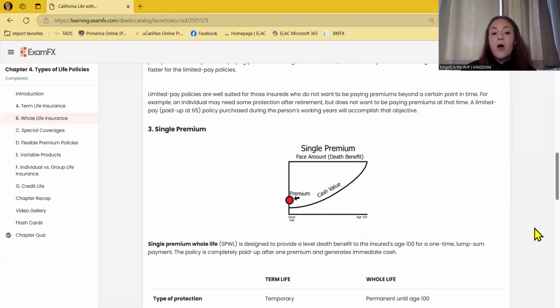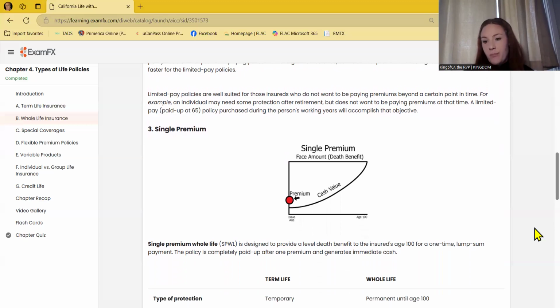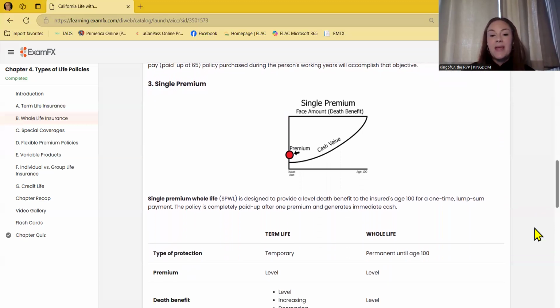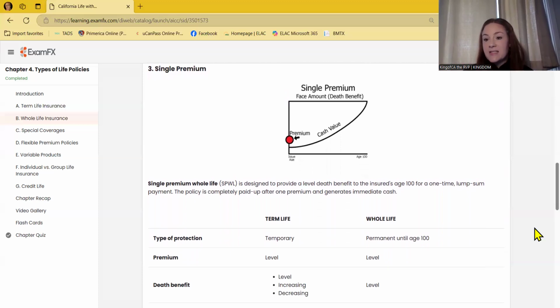Limited pay policies are well suited for those insureds who do not want to be paying the premiums beyond a certain point in life. Like I said, it normally ends around 65, 70 years old. At this point, people are retired. They don't want that bill hanging over them. So they decide to take that shorter option. They pay higher premiums on the front end, so that they don't have to worry about it on the back end.